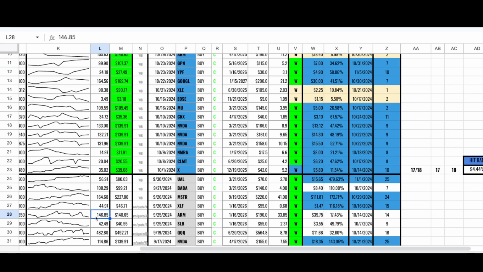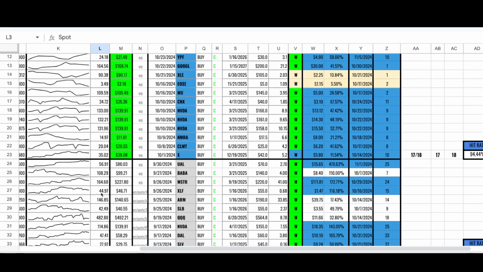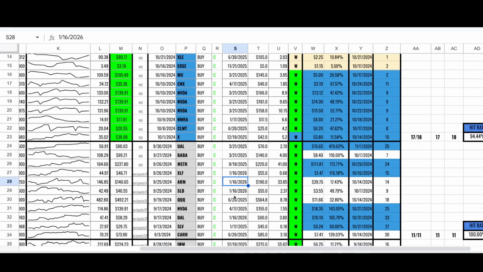And from where they entered, you need to understand the spot price here is what they entered at. So they entered ARM at 146. Right now it's down to 140, so you may be able to get into some of these for a little bit cheaper at this point. I know a lot of people got into SLB last month and saw quite some awesome 40-50% returns for that.